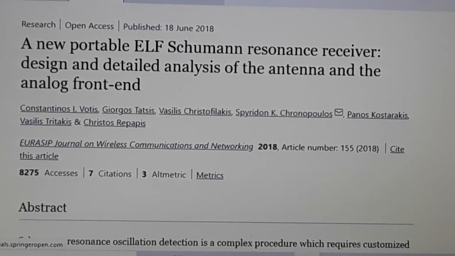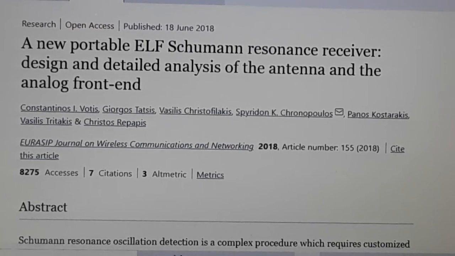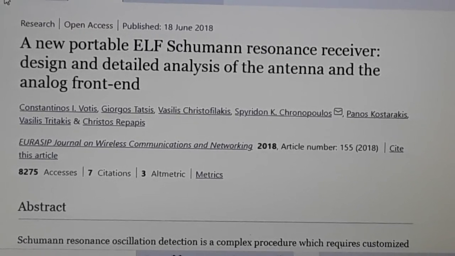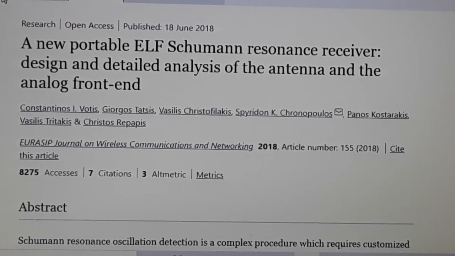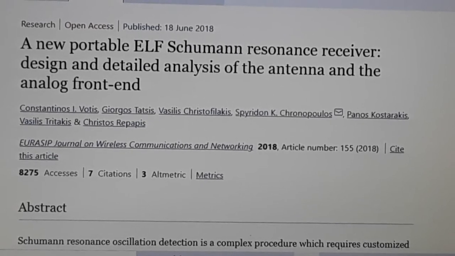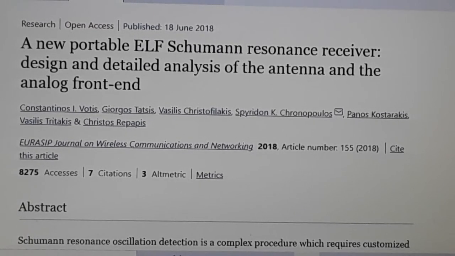This is from Springer Open. The website link will be in the description. Okay, so in this particular article, I'm going to introduce it.